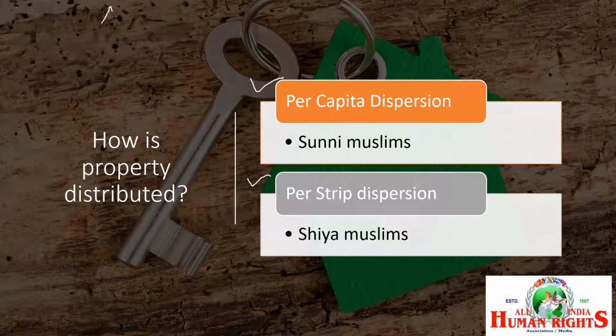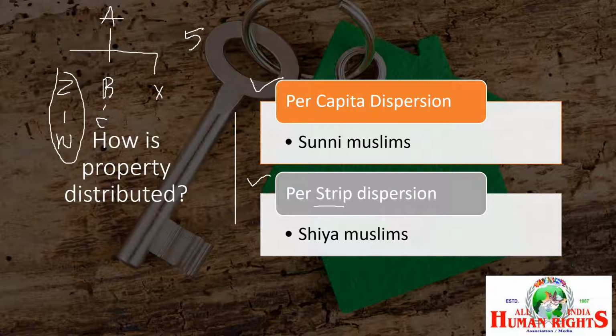So let's take an example. Suppose there is a Muslim man A. He has a son B, and then he has two more sons, X and Z. Now B has a son C and Z has a son W. When we talk about per capita dispersion, all these five legal heirs are treated as individual heirs and the total property will be divided amongst these five of them. But in per stirpes dispersion, this will be regarded as one strip and this will be regarded as one strip. So in total there would be three strips, and the property will be distributed amongst these three strips. I hope that's clear.